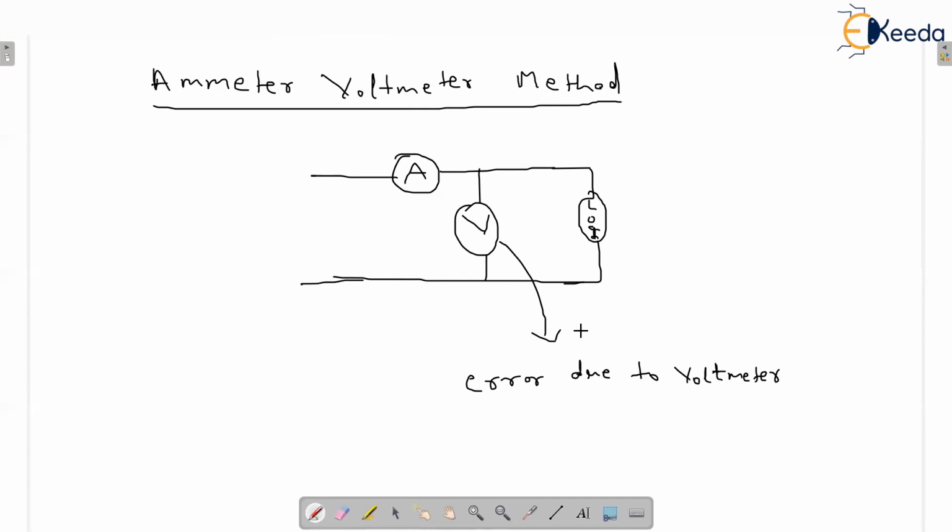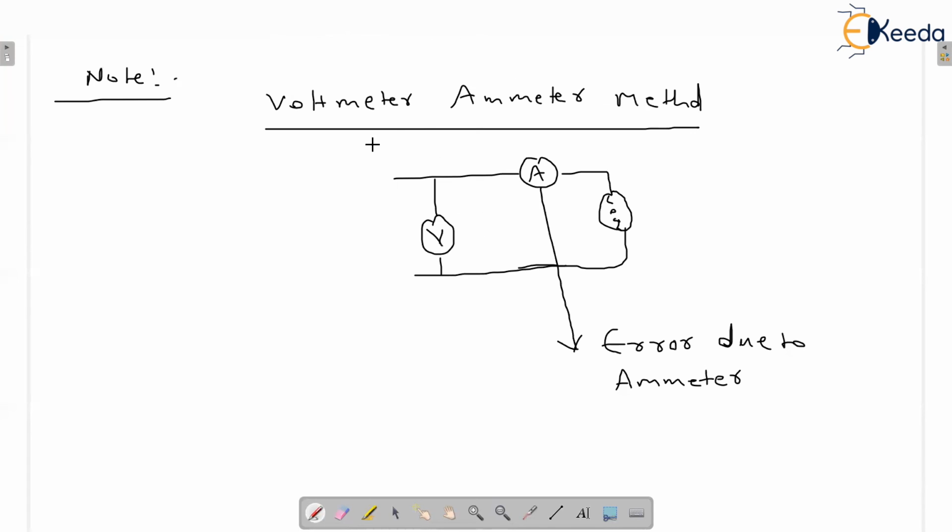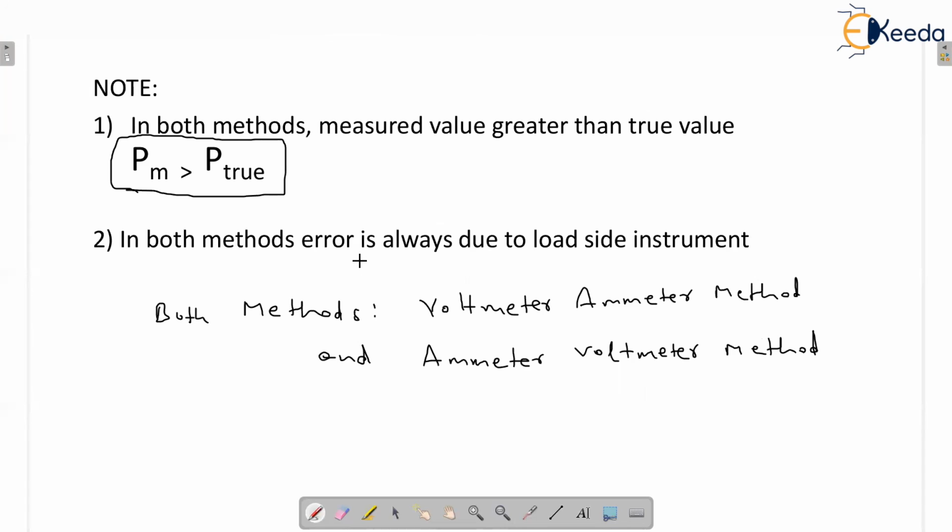So that is what we say. In both methods, the error is due to the load side instrument, which is towards the load, near to the load. Here, the voltmeter is near to the load. In this case, the ammeter is near to the load. That is my point. In both methods, error is always due to the load side instrument.